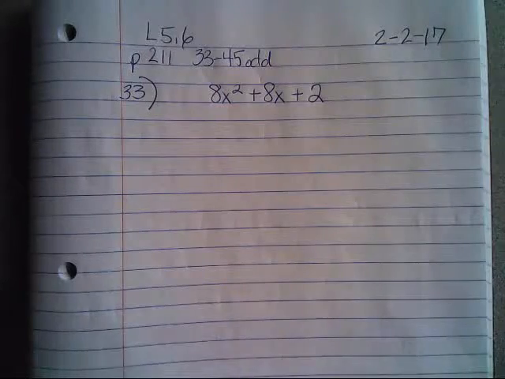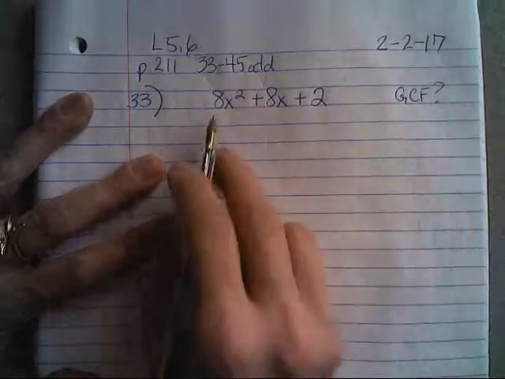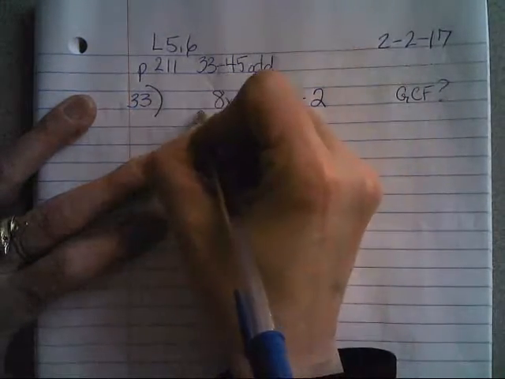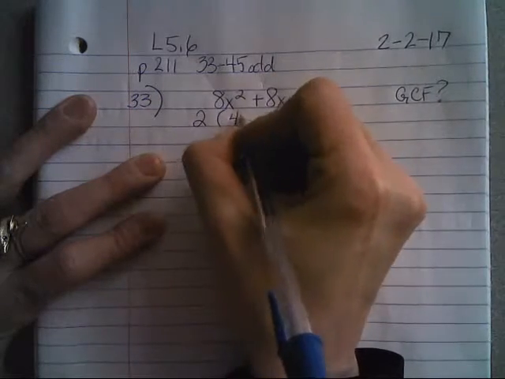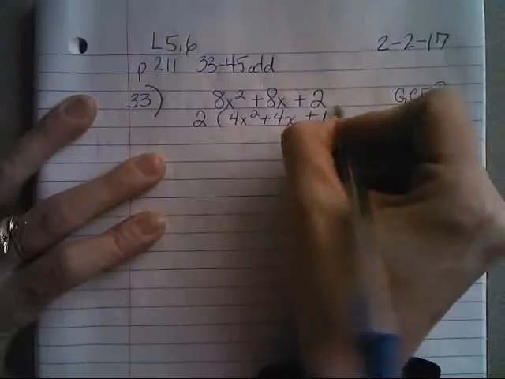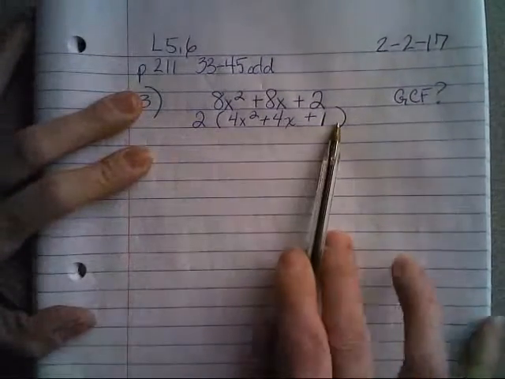The first question is, is there a greatest common factor? Most of you can see a 2 can come out of all of this, correct? That would lead you to 2 times 4x squared plus 4x plus 1, right? So we've pulled that out and we have this trinomial.